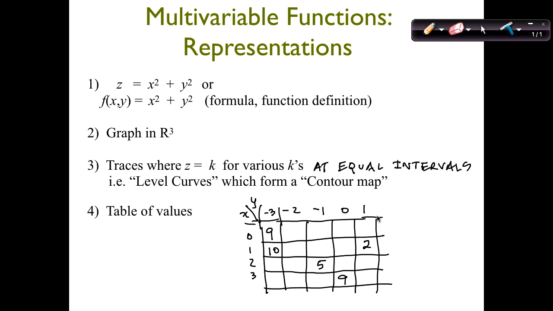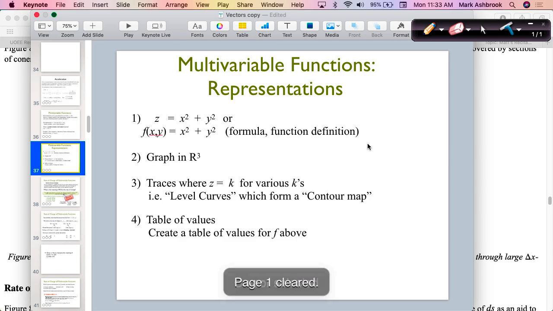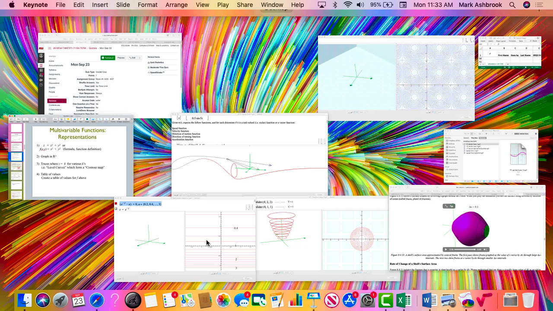So these are the 4 main representations: a function definition, a surface in R3, a contour map, which is in the xy plane and has the z traces at equal intervals, and a table of values. So let's just go back to the contour map. That's the most unfamiliar thing. I'll give you one more practice problem here. So here's a contour map.